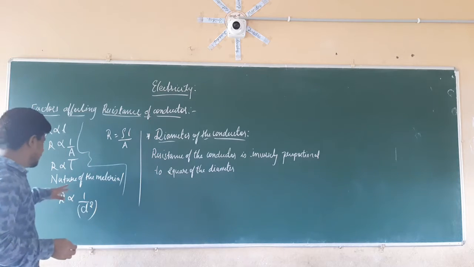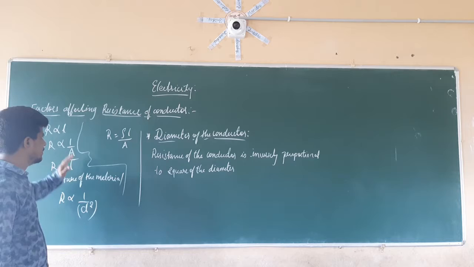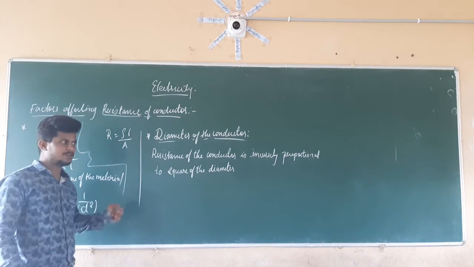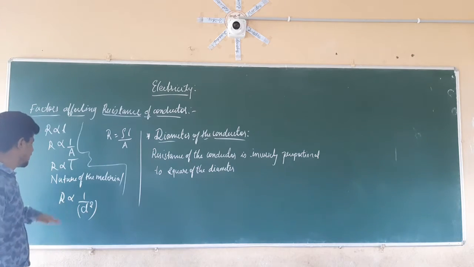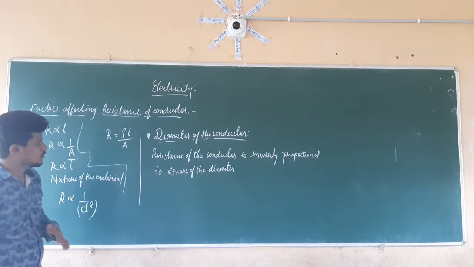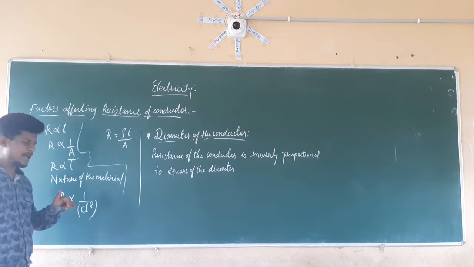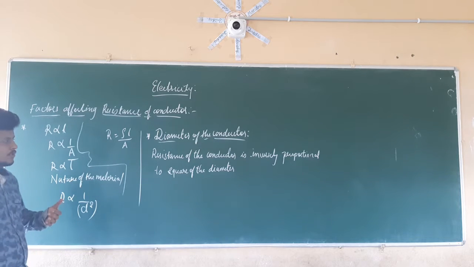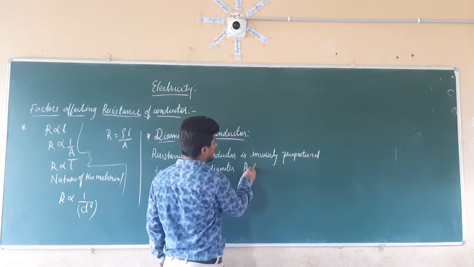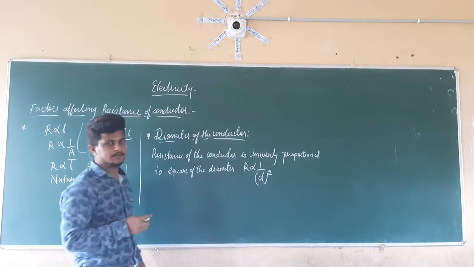Remember these things. Resistance is inversely proportional to the square of the diameter. Resistance is directly proportional to the length of the conductor. Resistance is inversely proportional to the area of the conductor. In the same manner, resistance is inversely proportional to the square of the diameter. So if the diameter increases, the resistance is going to decrease. If the diameter decreases, the resistance of the conductor is going to increase. So R is inversely proportional to 1 by d square.